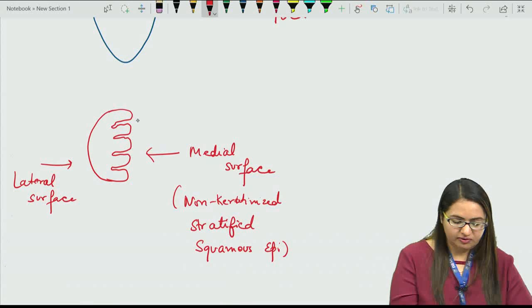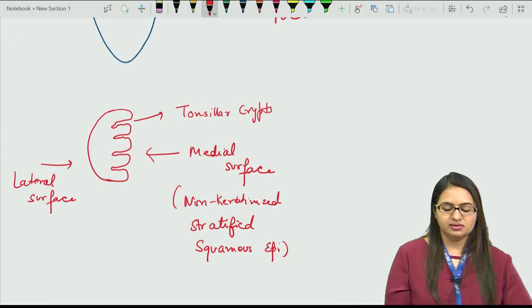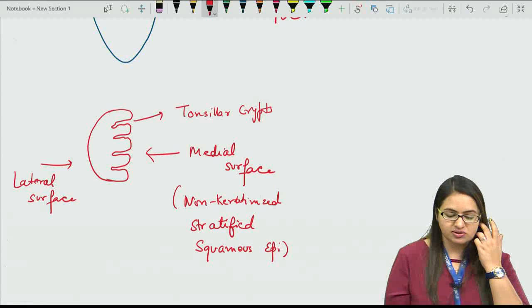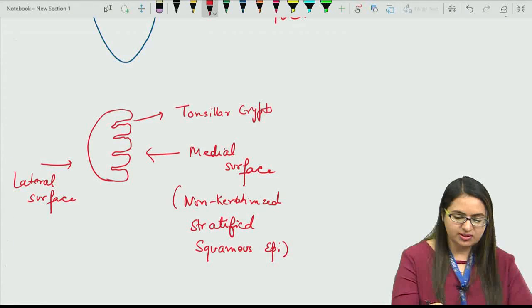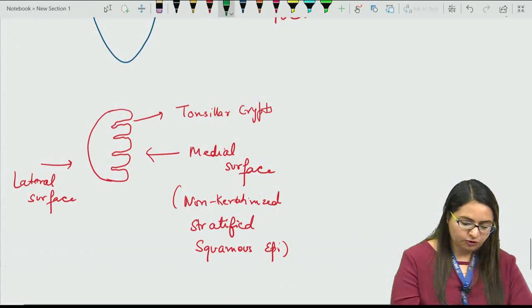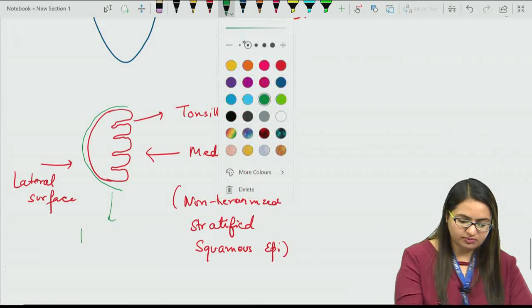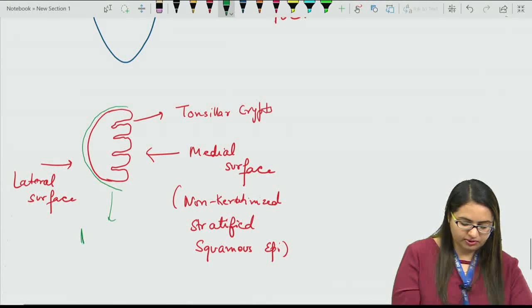At this side we can see the tonsillar crypts are present. There are depressions which are known as tonsillar crypts, and the largest one is known as intratonsillar cleft. Towards the lateral aspect, the lateral aspect is being covered by a capsule. We use the term hemicapsule because it is covering the half, only this much portion.